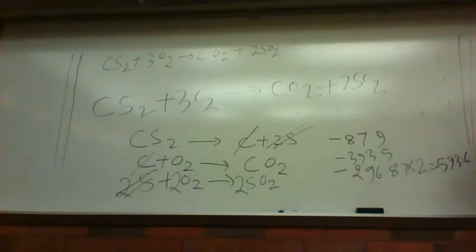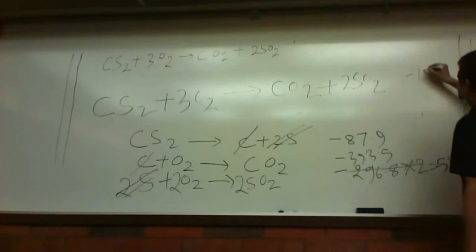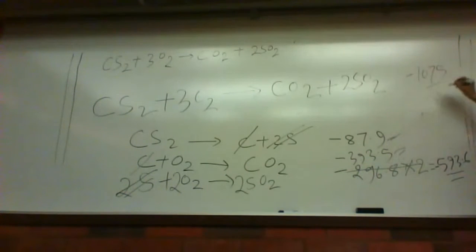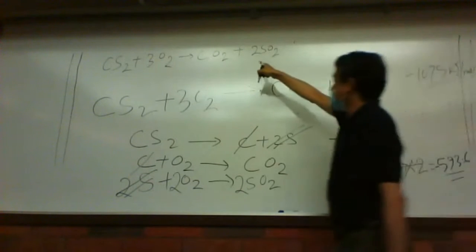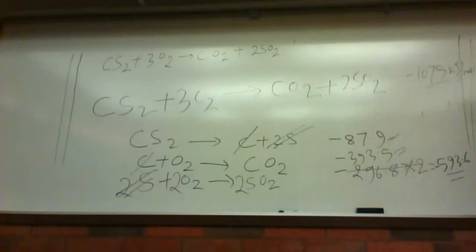Now add these three heat together. So this is now gone, and this is my heat now. Add this one and this one, and that will give you negative 1075. I added this number, this number, this number, this number, and this number, and I get this kilojoule per mole. So for this reaction, the heat of formation or enthalpy change is 1075.